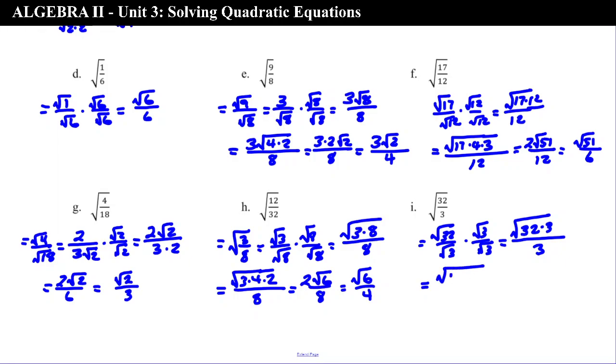So that's going to be 4 times 8, 4 times 8 times 3 over 3. But then we look at the 8 and we notice that we can pull out another 4. So we have 4 times 2 times 3 over 3. And then we end up with 4 coming out. 2 times 3 is 6, and you have 3 in the bottom. So 4 times the square root of 6 over 3.